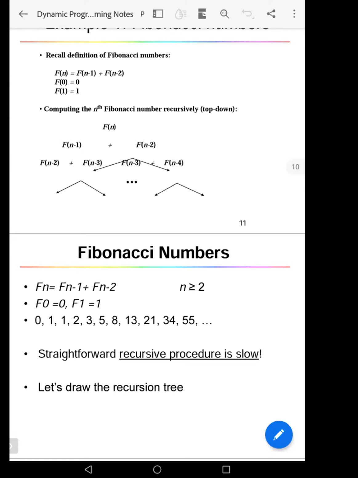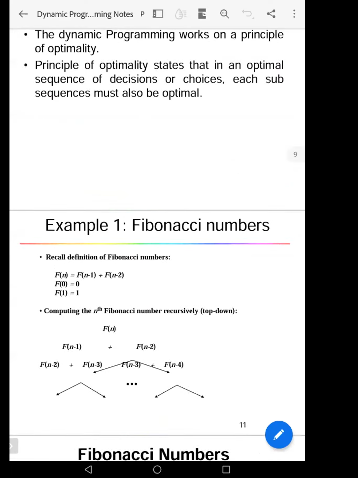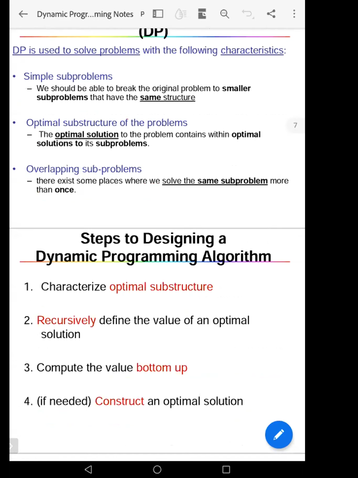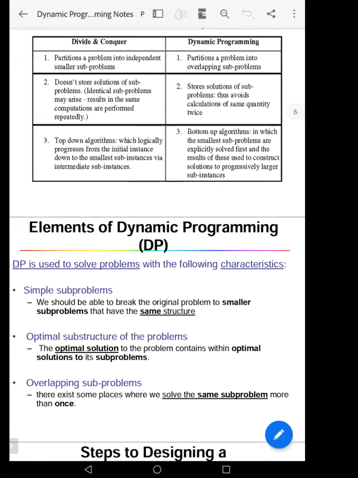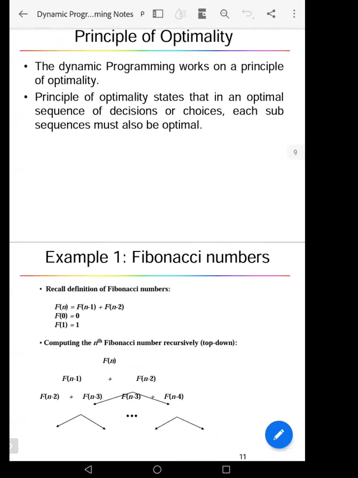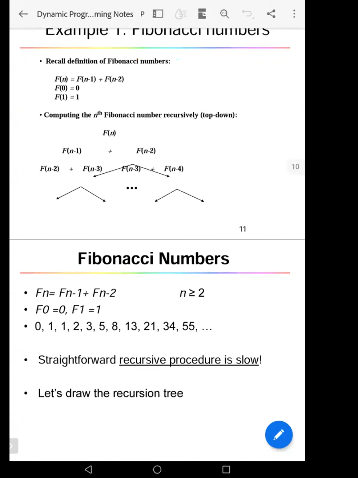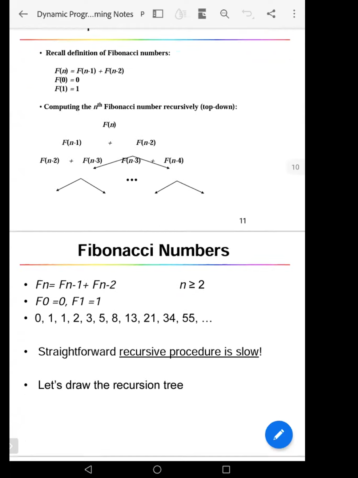So how do we generate the nth Fibonacci number recursively using the top-down approach? Divide and conquer is a top-down algorithm, but dynamic programming is a bottom-up algorithm. So when we solve using top-down, we have Fn, then Fn minus 1 plus Fn minus 2. Then if Fn minus 1 is known, you can find Fn minus 2 plus Fn minus 3. If Fn minus 2 is known, then we can determine Fn minus 3 plus Fn minus 4. In this way, we can generate it.